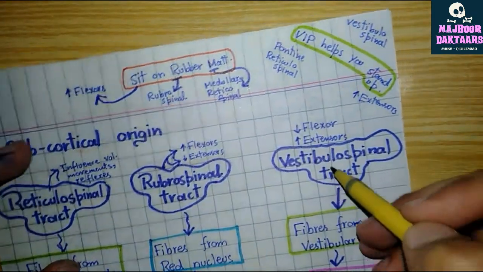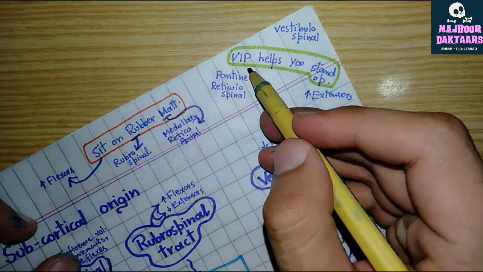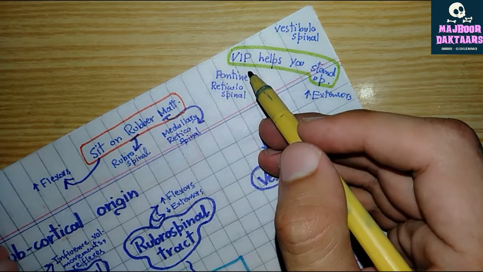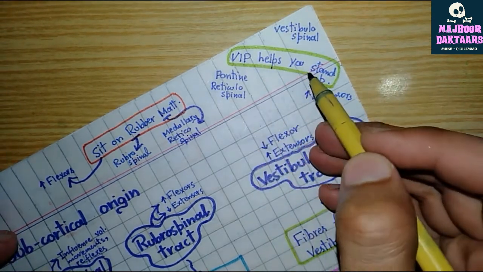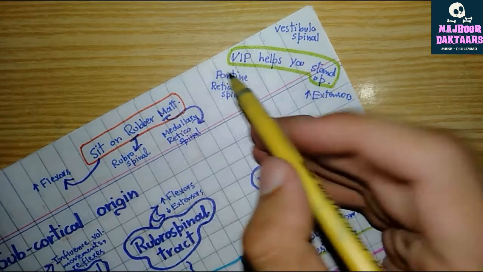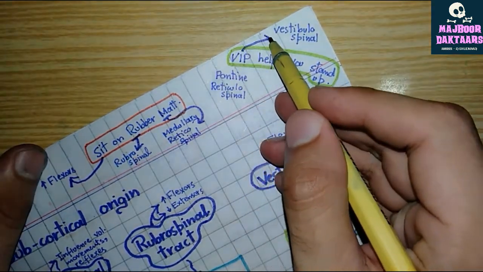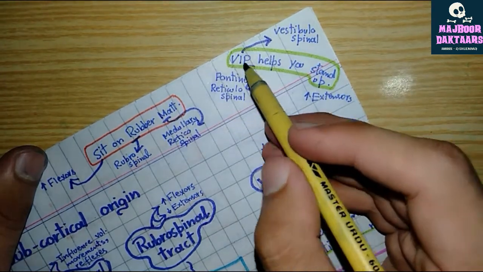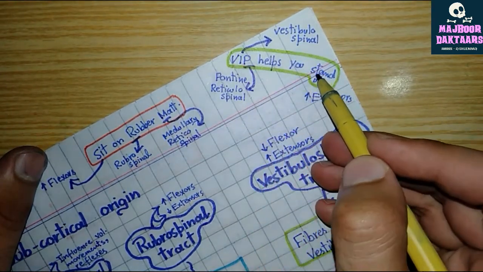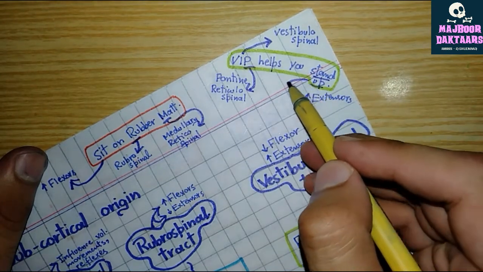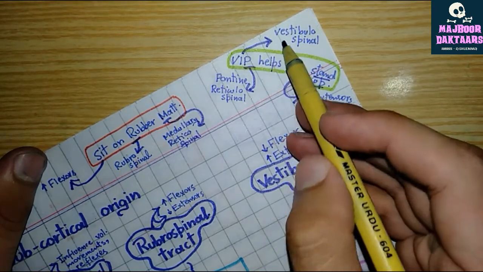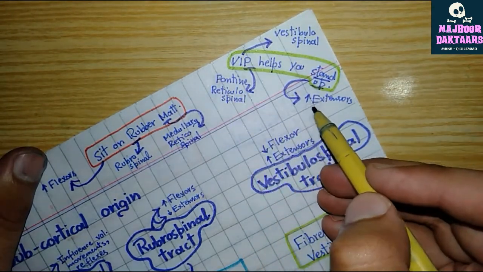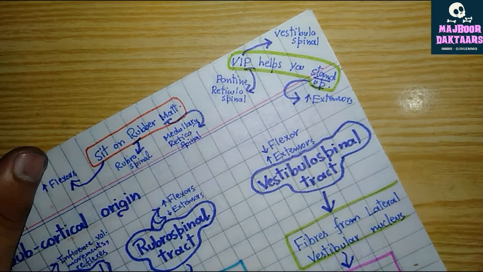In case of the vestibulospinal tract, we have a mnemonic: VIP. Just like our elders, when they come into the room, we stand up with respect. So VIP helps you stand up. V denotes the vestibulospinal tract. The P denotes the pontine reticulospinal tract, which assists the vestibulospinal tract in standing up. Standing up includes the anti-gravity muscles, which are the extensors. So the vestibulospinal tract helped by the pontine reticulospinal tract enhances the extensors.